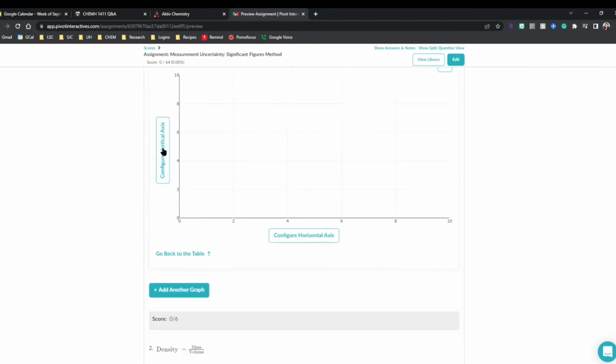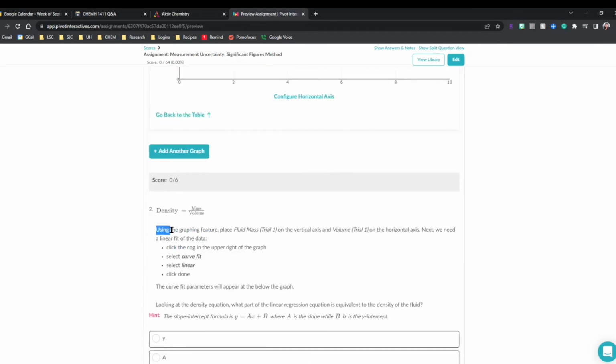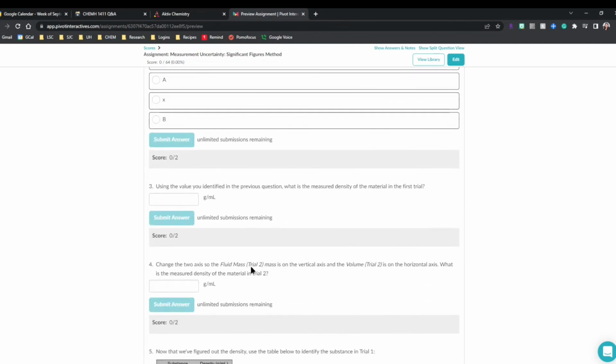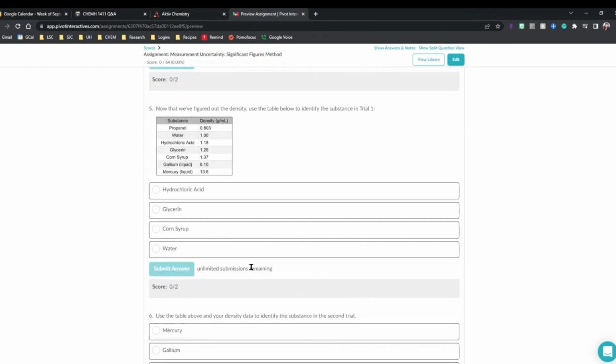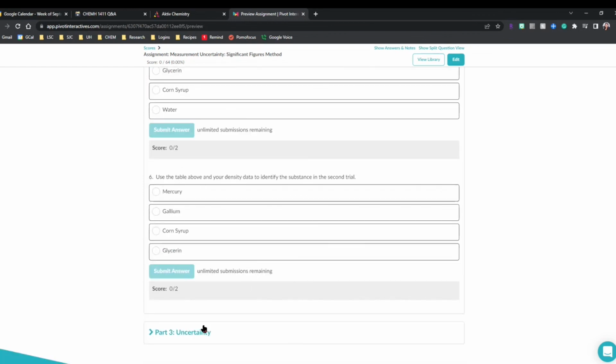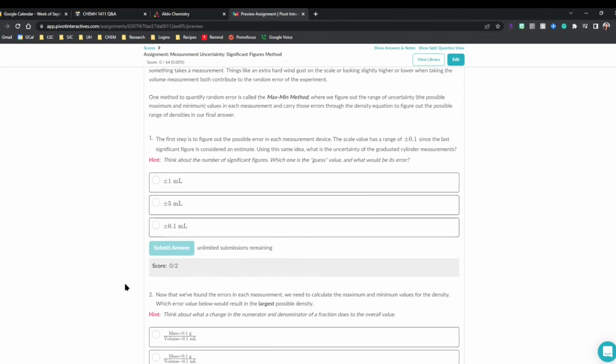So how do I determine which one to put on which? It tells you. Using the graphing feature, place the fluid mass of trial 1 on the vertical. I wish they would just say y-axis, and then the volume on the horizontal. So that's what you're going to do. And then some follow-up questions. This I leave all up to you, right? I don't want to give you the answers to that.